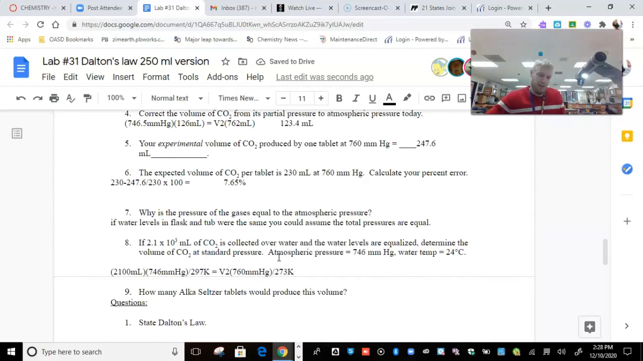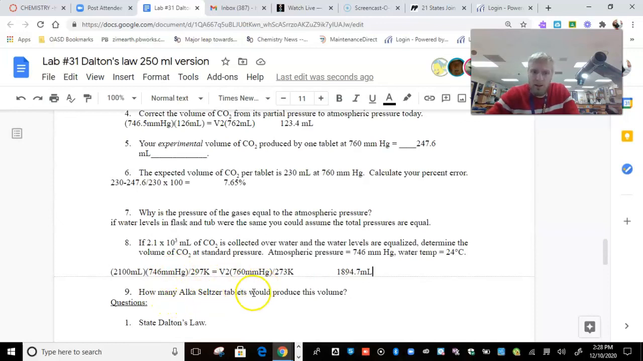All right, so solving this out, I'm going to do 2,100 times 746, divided by 297, times both sides by 273, divide both sides by 760. I'm getting 1894.7 milliliters. So this is my volume under standard conditions, where it was 2,100 under the non-standard conditions.